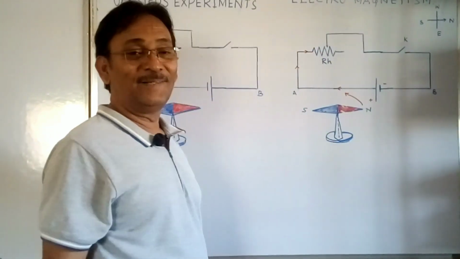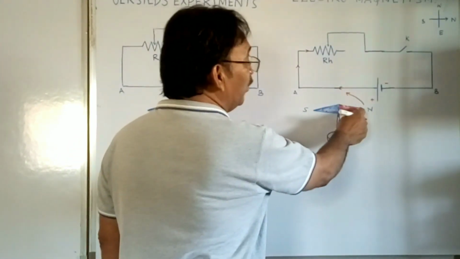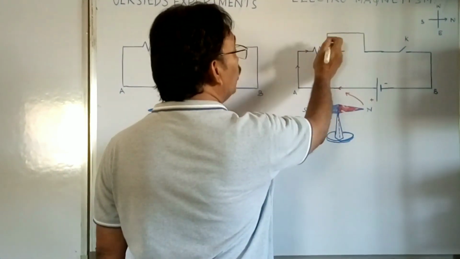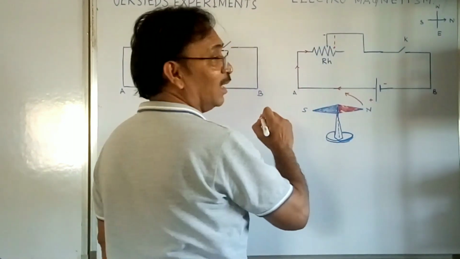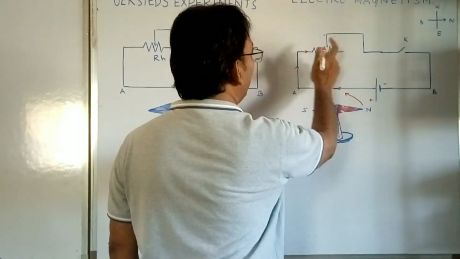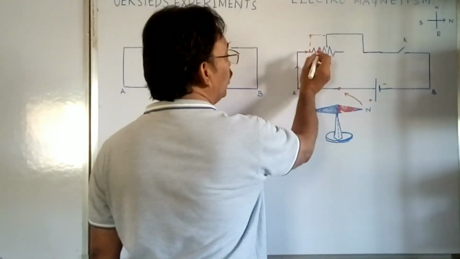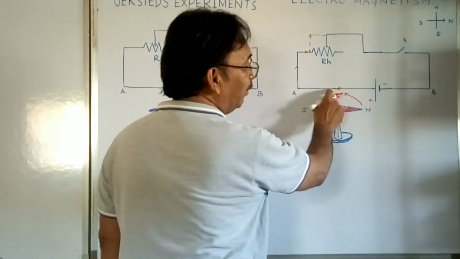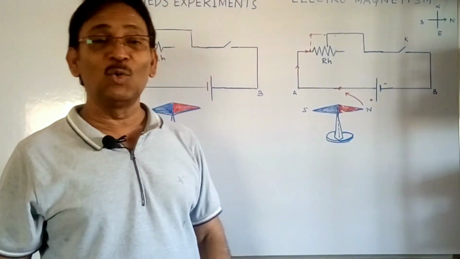Then he used the rheostat. Gradually he increased the resistance and found that the deflection is less when the resistance is increased. That means he moved this key up to here, the resistance offered is increased, and he gets less deflection. When he moved the key up to here, less resistance is offered in the circuit and he gets more deflection. Again, by releasing the key, he found the same result.